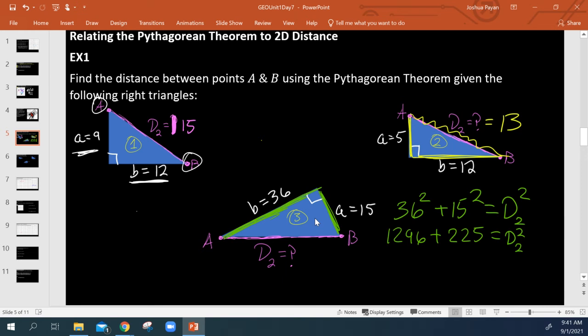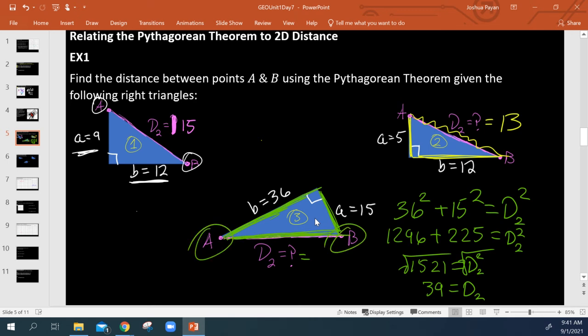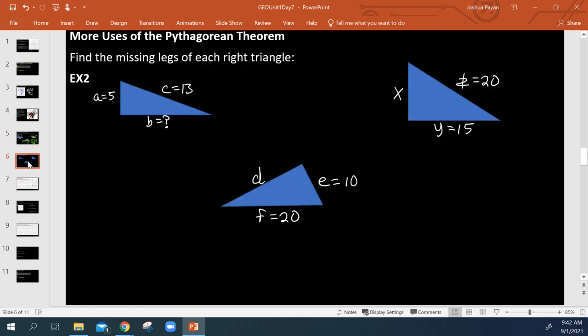Okay, so add these two together, we get 1,521 equals our distance squared. But we don't want it squared, we want to just know what it is. So we take the square root, and that is equal to 39. So this distance here, the length of our hypotenuse, or the distance from A to B, right? These two vertices, the distance between them, must be 39. Okay, so Pythagorean theorem's not really anything too difficult to use.